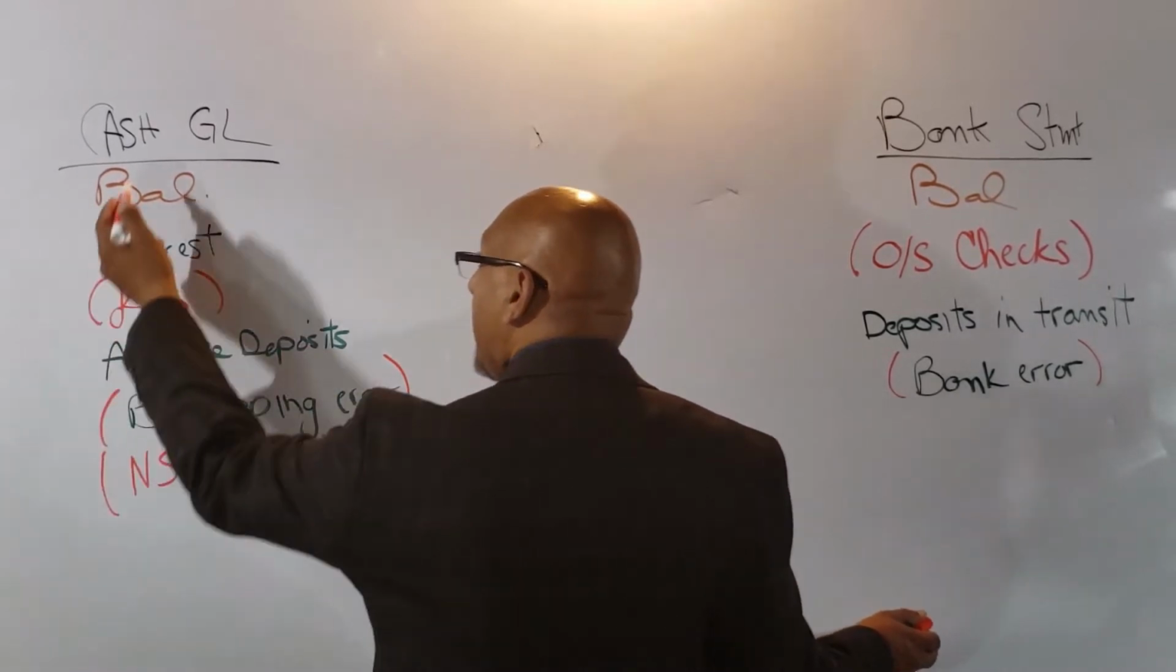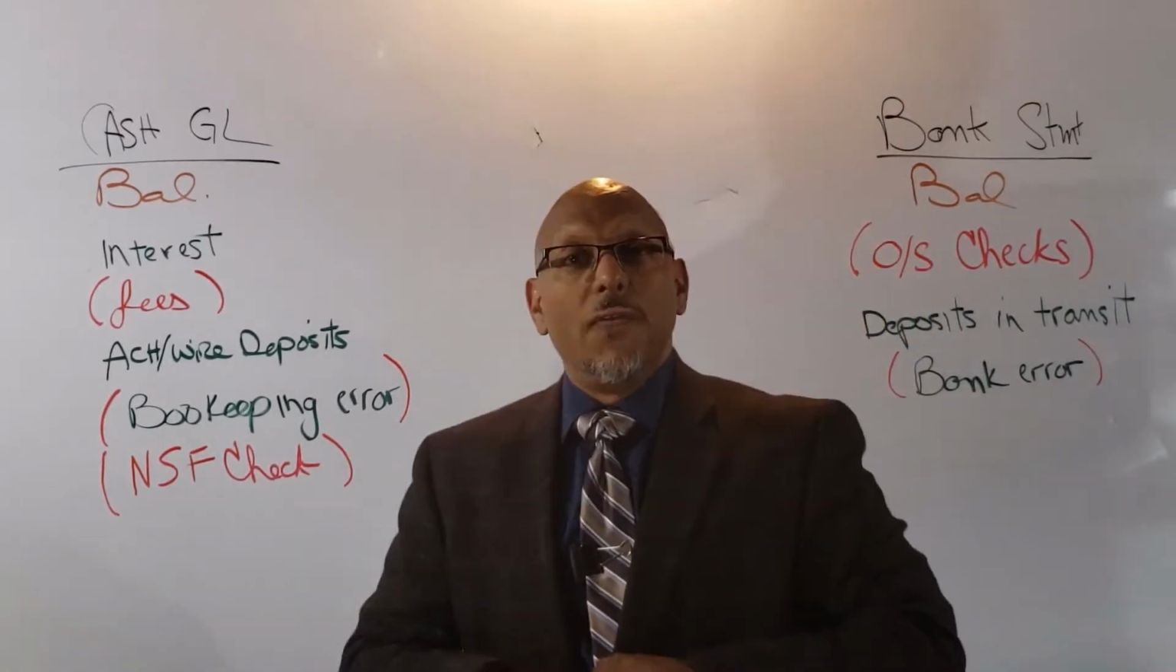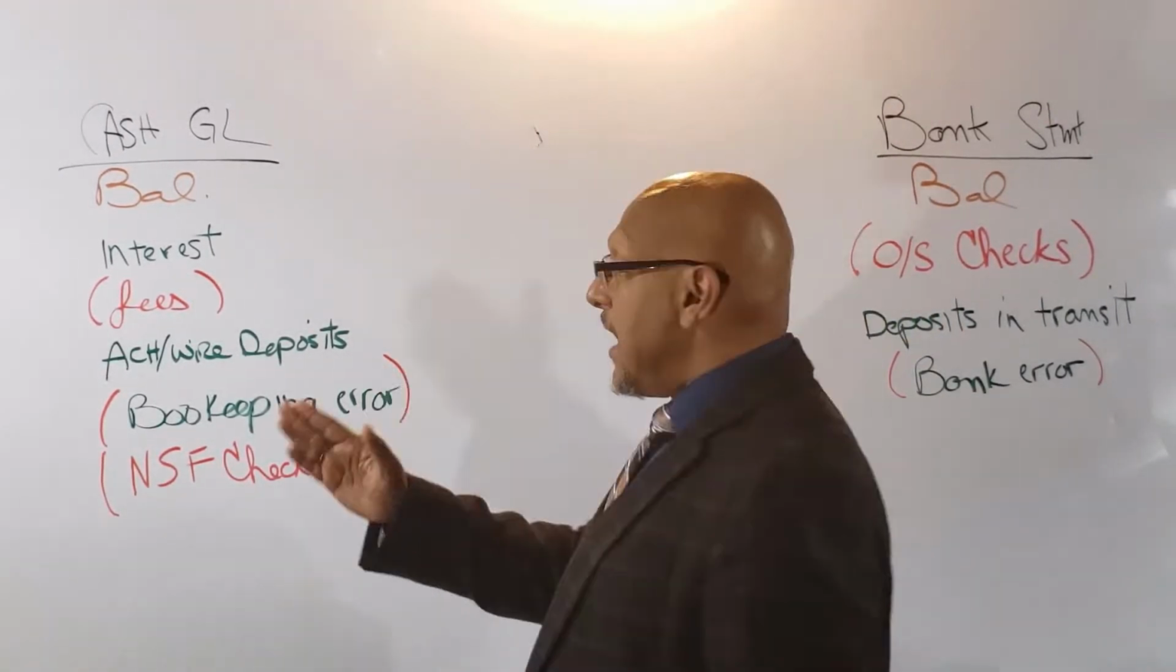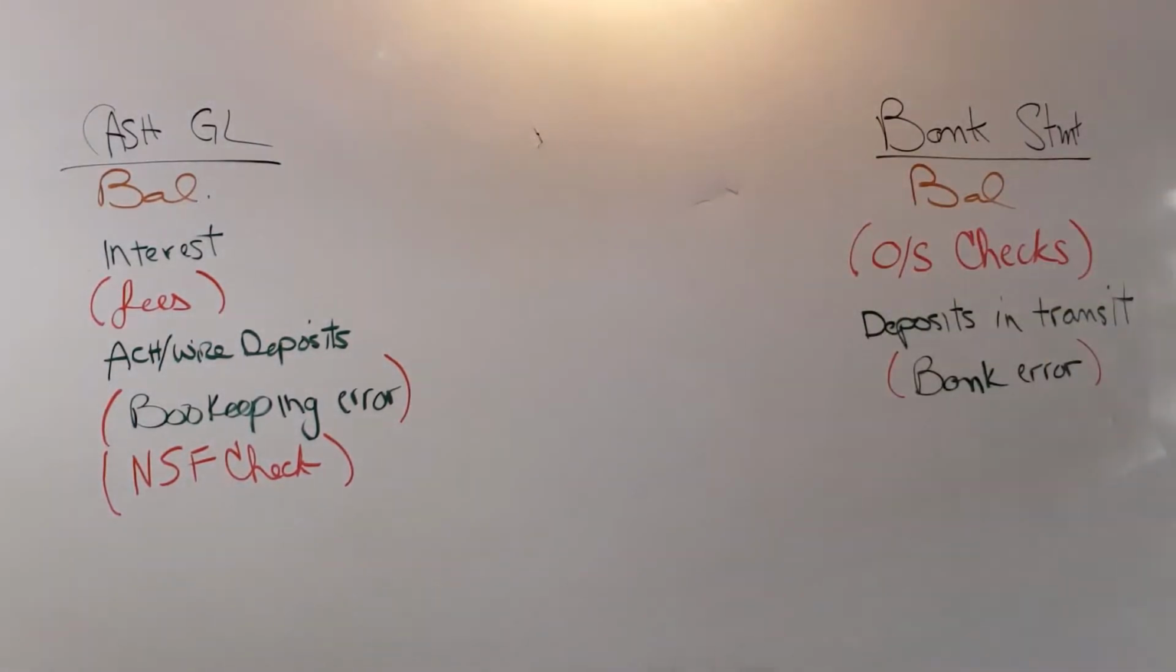It would be subtracted out of the cash GL, because we've already debited the GL for that deposit originally, and now we have to credit it because that check didn't happen. That deposit didn't happen.